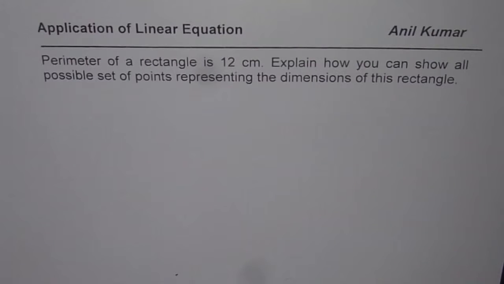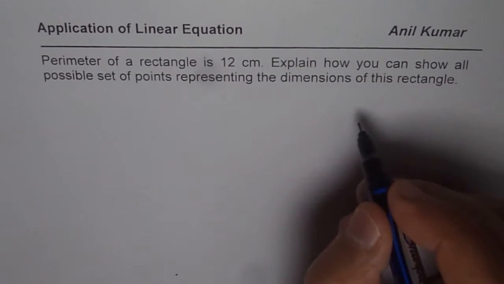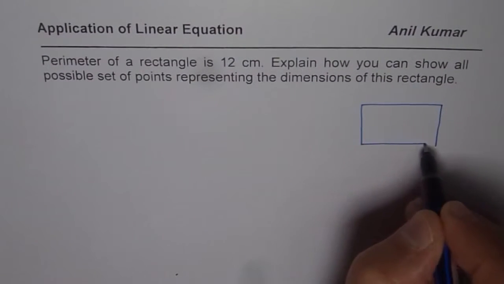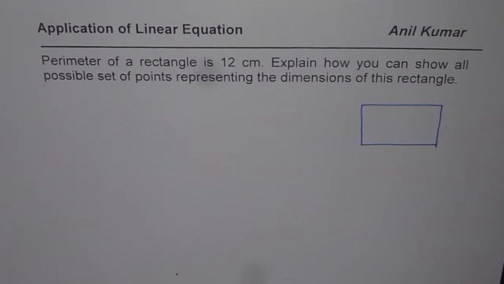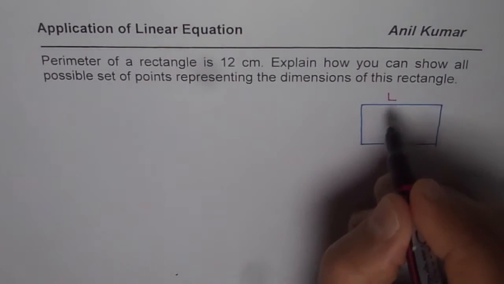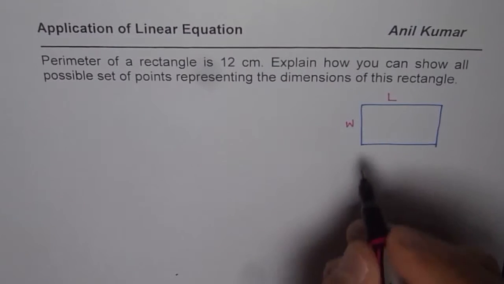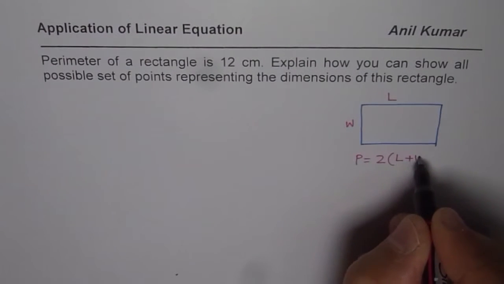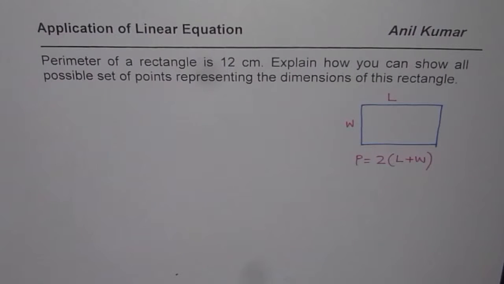Now, let us consider a rectangle, and then we'll see how to solve this particular question. Let's say this is the rectangle whose length is L and width is W. So what is the perimeter? Perimeter is 2 times length plus width, correct? Now how can I find all possible sides of length and width and represent them in some way? Graphically, I think.